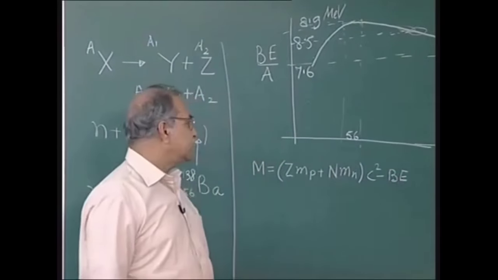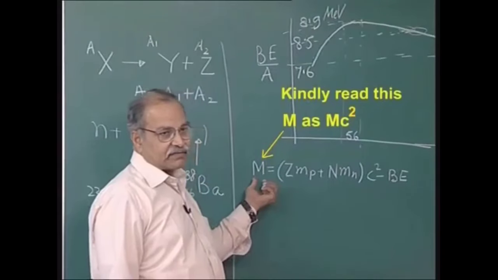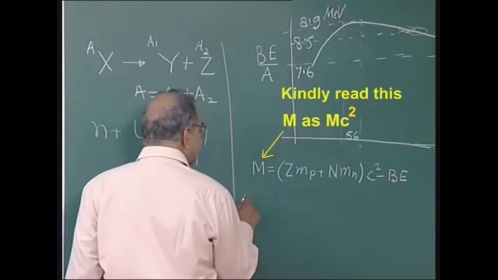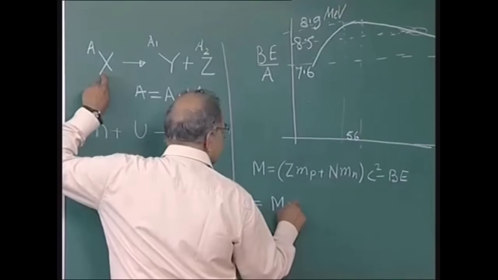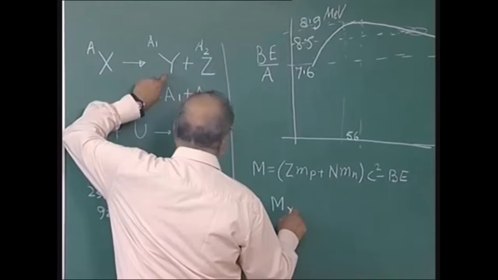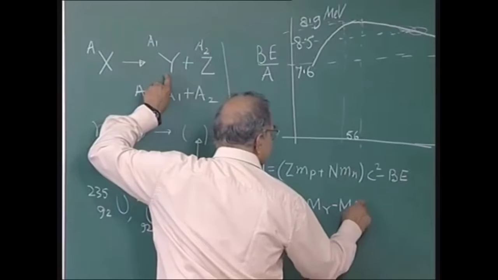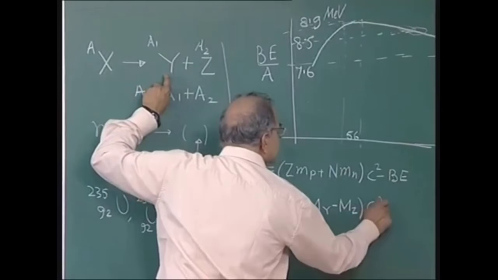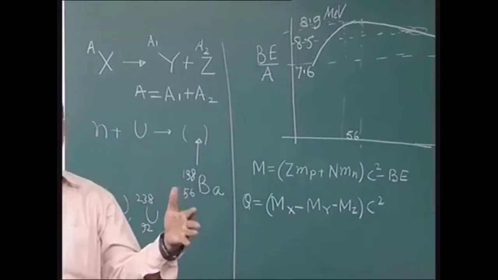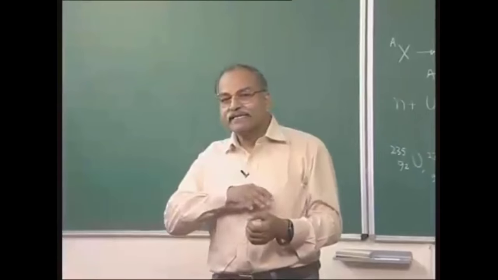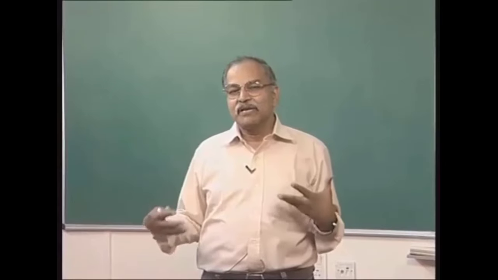So, the binding energy increases, mass decreases, right. So, the Q value is mass of this X nucleus minus mass of this Y nucleus and minus mass of this Z nucleus times C square. So, this Q value is how much, if you have a reaction, how much rest mass decreases in that reaction. So, that is the Q value, that is the energy made available.